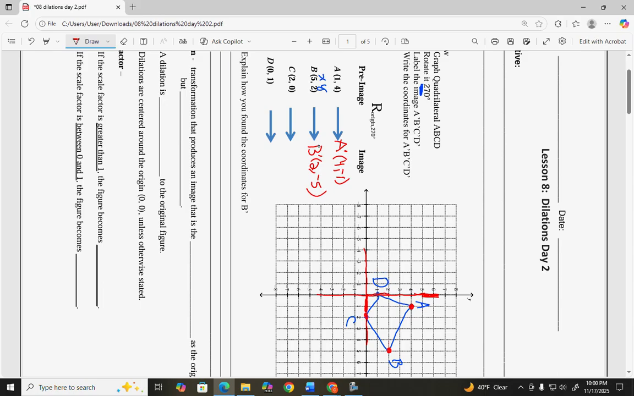Then I'm going to look at C. C is just 2 down. I went 0 to the right, so C prime is 0 to the right, but 2 down, so I'm putting a -2. And then D prime is 1 to the right, but 0 up or down. So that's 1, 0. Now I'm going to put my paper back to normal.